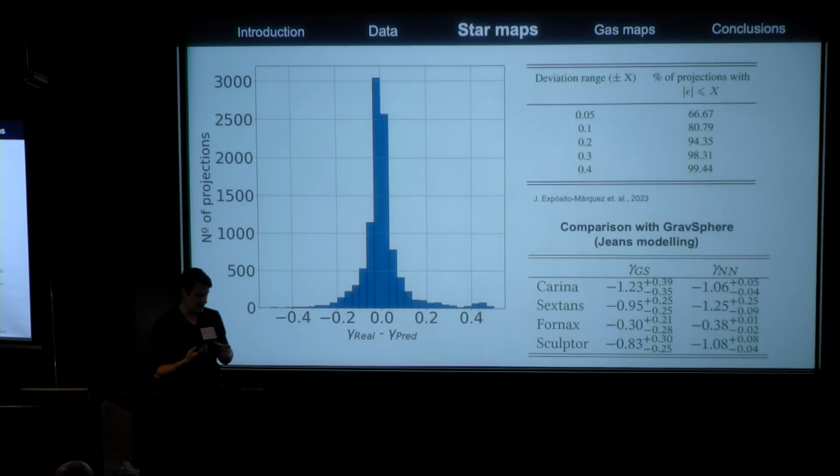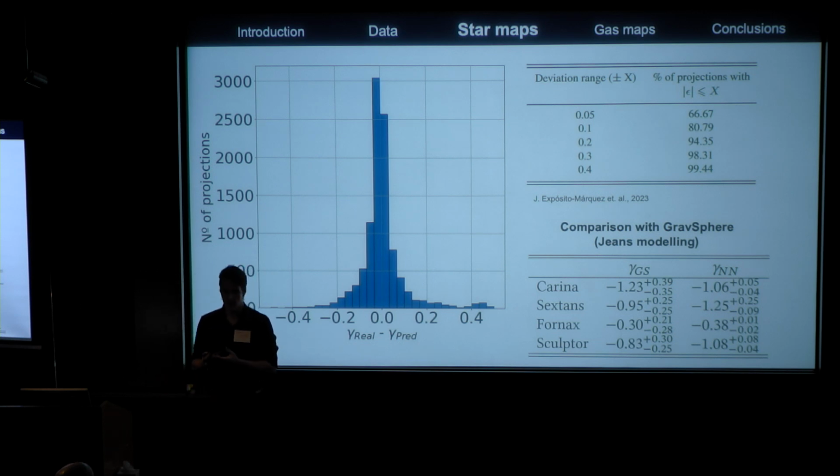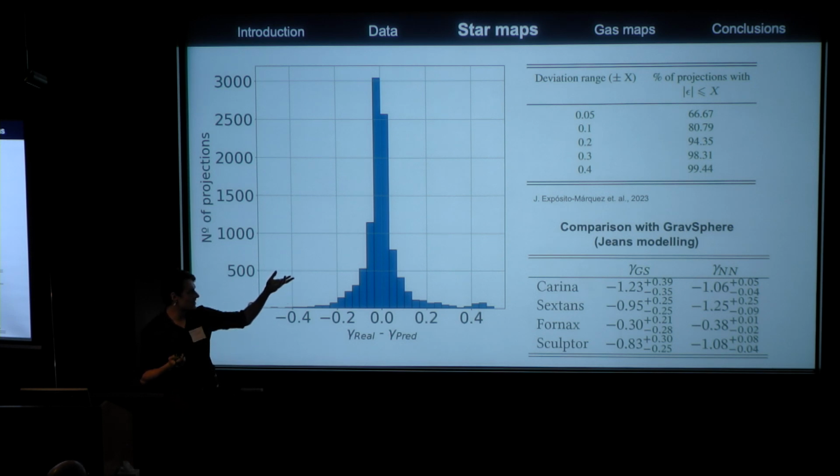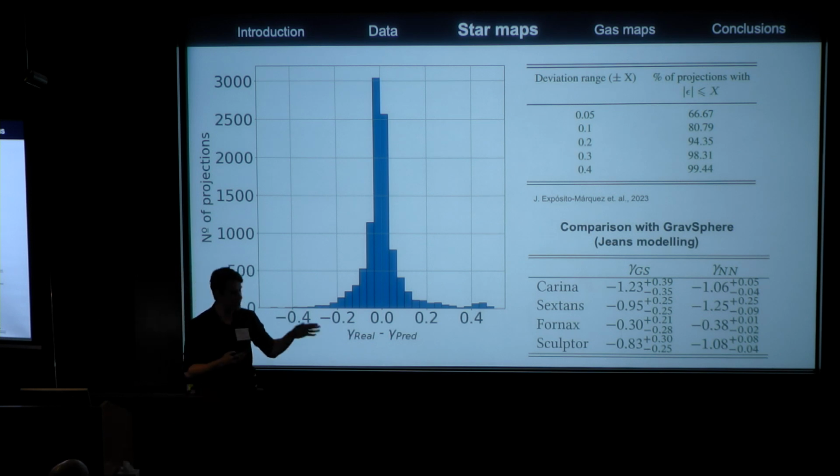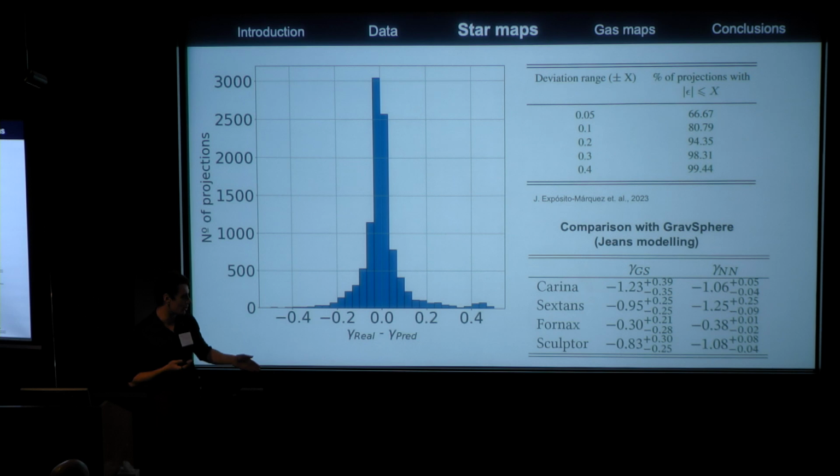We have tested this with all the dwarf galaxies of NIHAO. And the results are pretty good. Mainly 80% of the galaxies have a predicted inner slope that differs from the real value by less than 0.1 in the logarithmic scale, and nearly 95% by less than 0.2. So these are values that allow us to rule out or assume the presence of a core. So this can say if any NIHAO galaxies have a core or not.